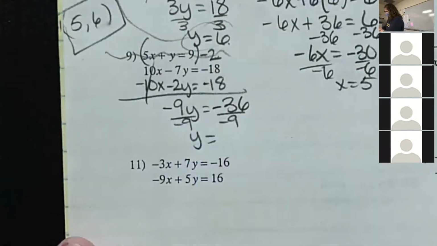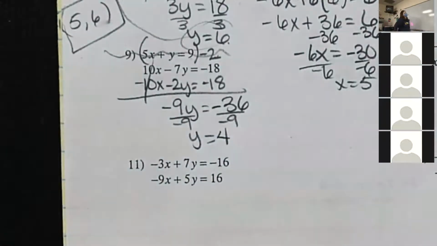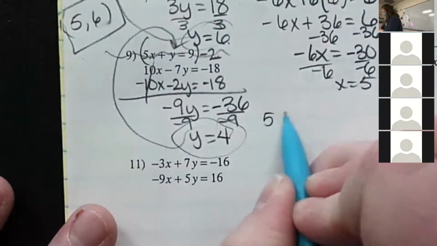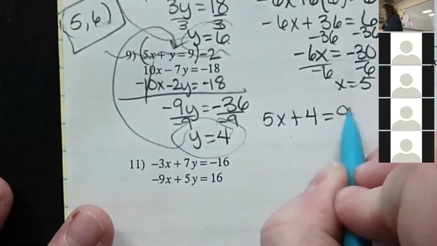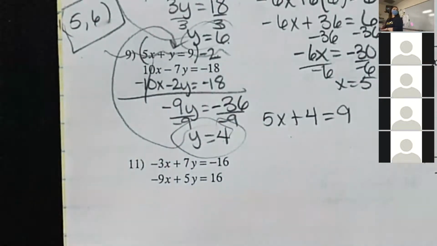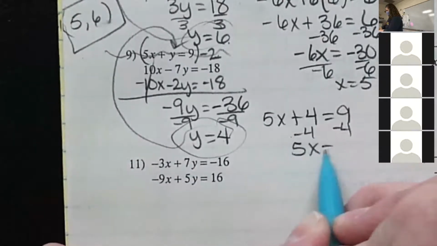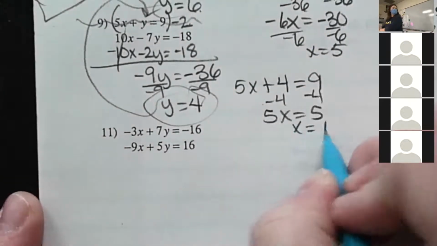Y is 4, right? 4? Okay. Plug it back in, doesn't matter which one. I'm going to plug it into the one I squiggled out. So I have 5x plus, instead of y, I'm going to put in that 4 equals 9. Got to get rid of that 4. So I have 5x equals 5. Well, what's x have to be then? 1. 1 comma 4.